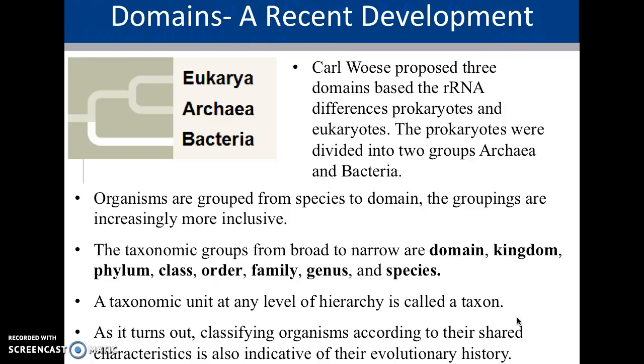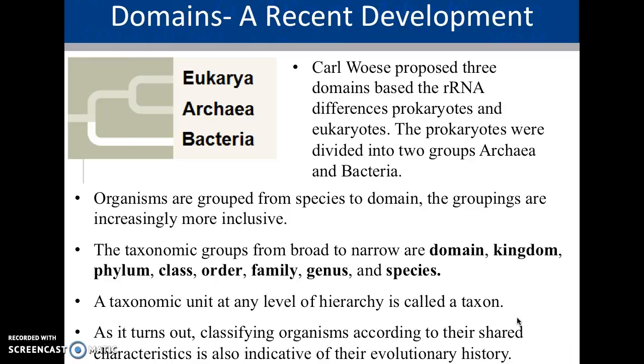And so these groups are more and more inclusive as we get higher. So domains include all the species. When we get to kingdoms, they are divided a little bit further, and so on. A taxonomic unit at any level is called a taxon. So whether it's a group of species or a group of the same class, it's always going to be a taxon.